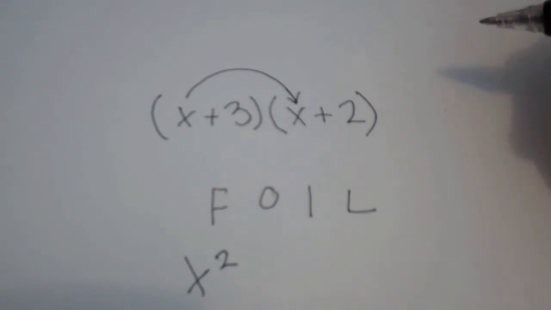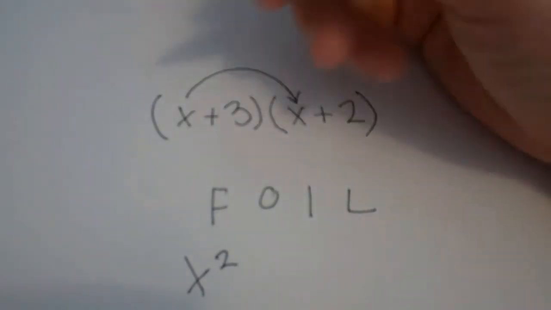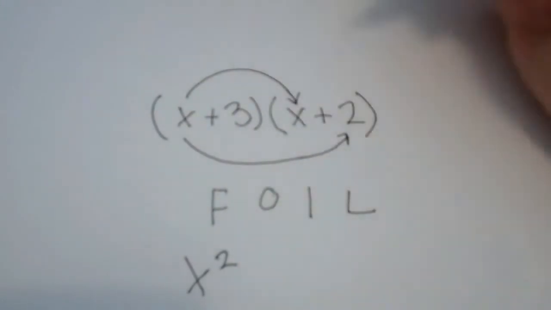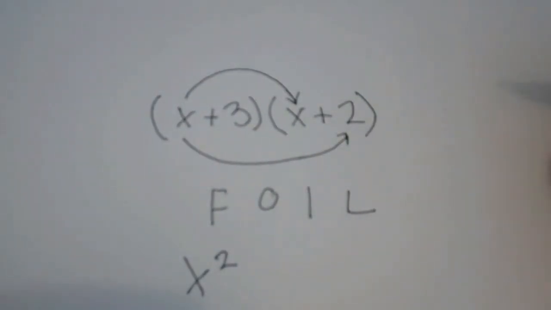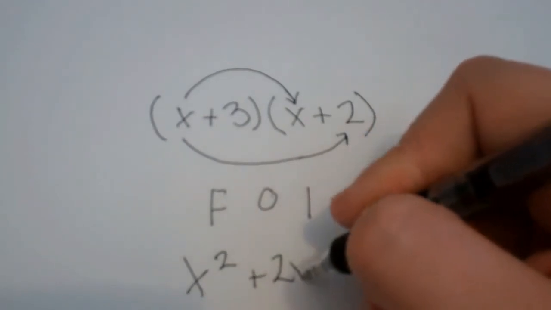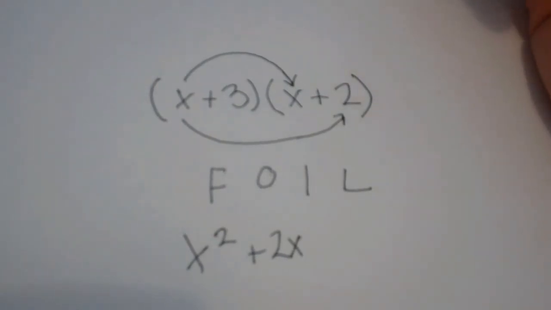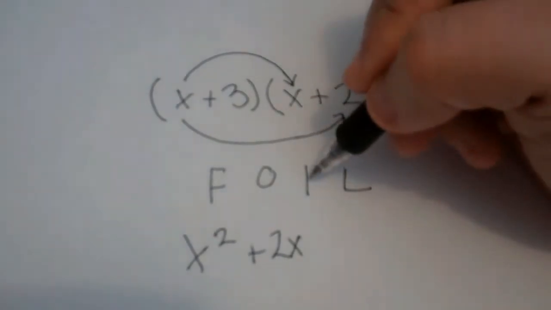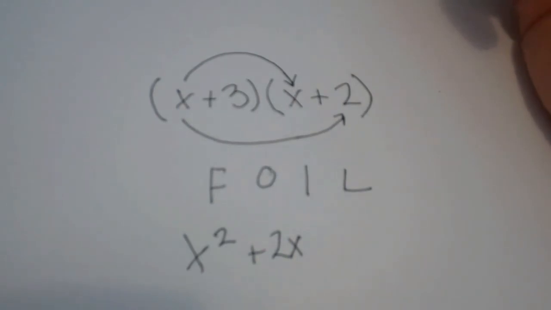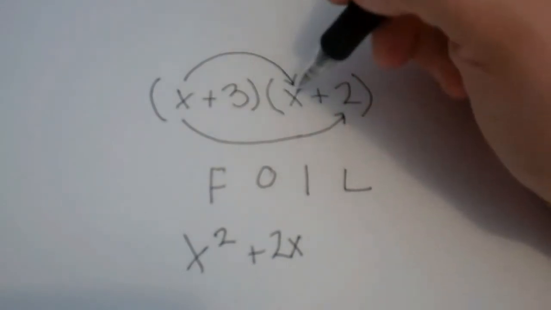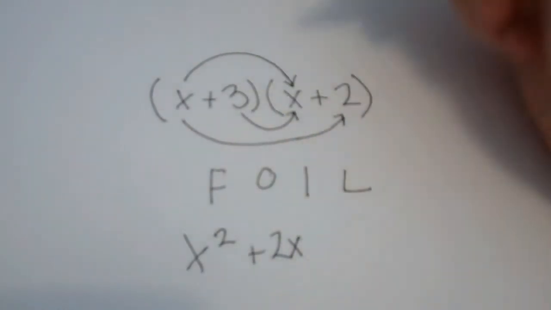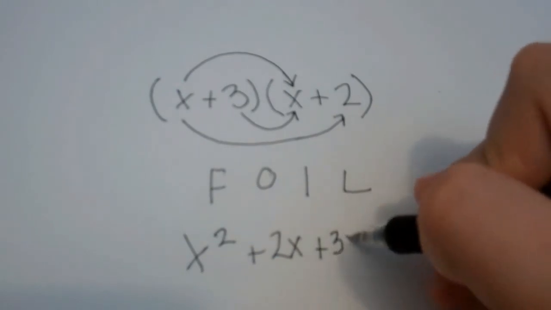And outer refers to which two terms are the furthest apart from each other, also considered the outsides of this multiplication. That would be our x times positive 2. If we multiply those two things together, we get plus 2x. Now, if we move forward and we then multiply the inner, the I term. Inner refers to the two terms that are on the inside of the multiplication. So I have a positive 3 and an x. If I multiply those two things together, I get a positive 3x.